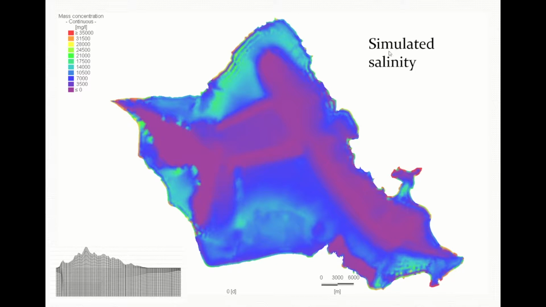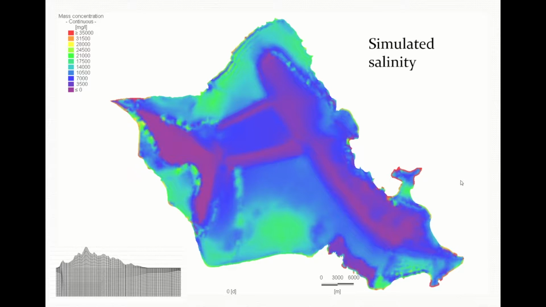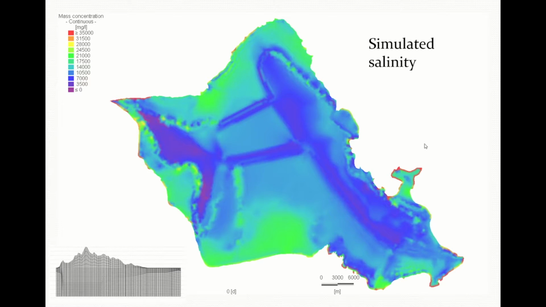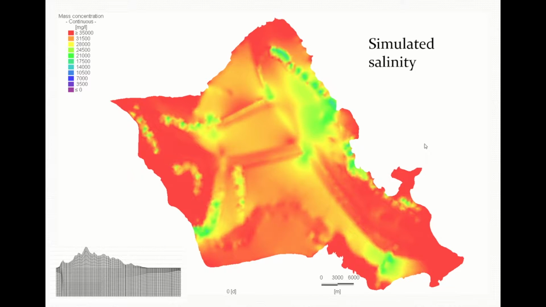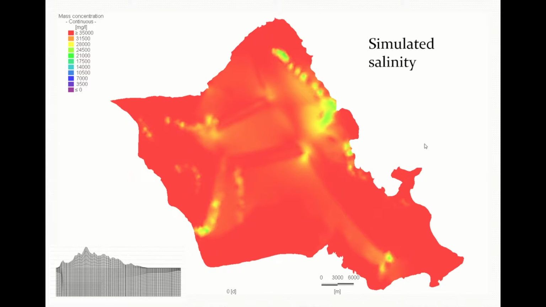I can look at simulated salinity at different depths. So this is basically close to the surface. So we have fresh water, which is here in the blue color. And as I go deeper, we get into higher and higher salinity until you get to the salt water.